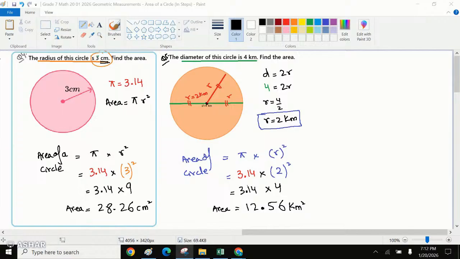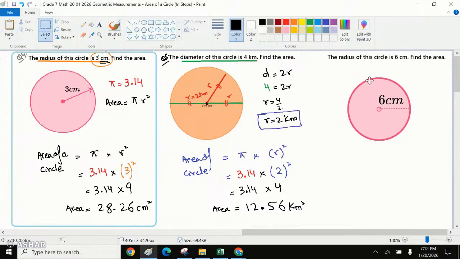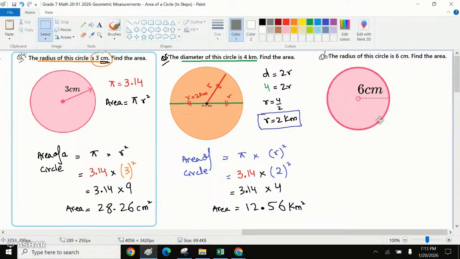Okay, let's move ahead to the next question, question number 6. Just write question number 6. I'll move this circle to the side. Okay, good enough for us.